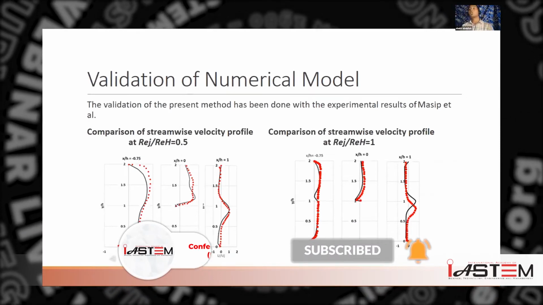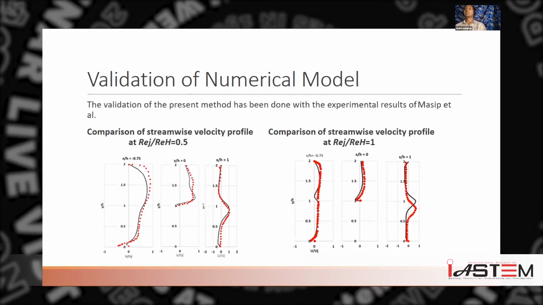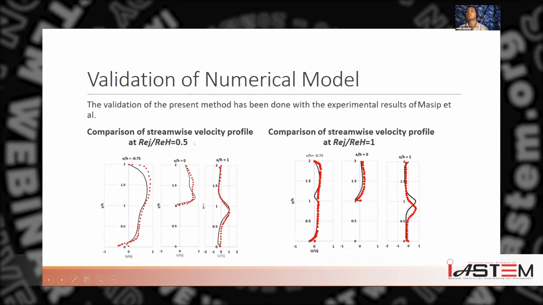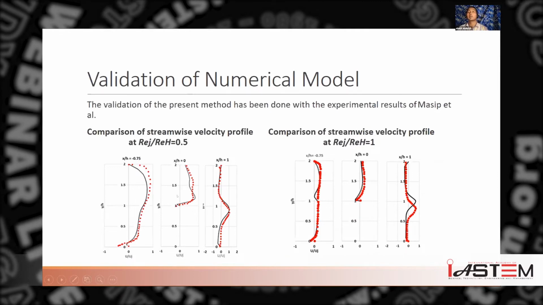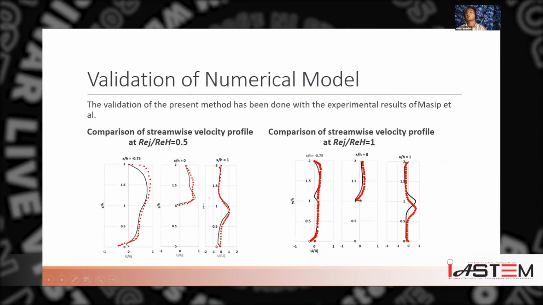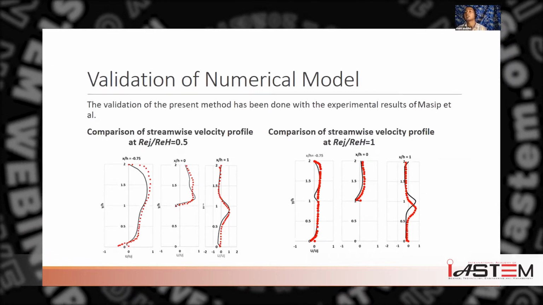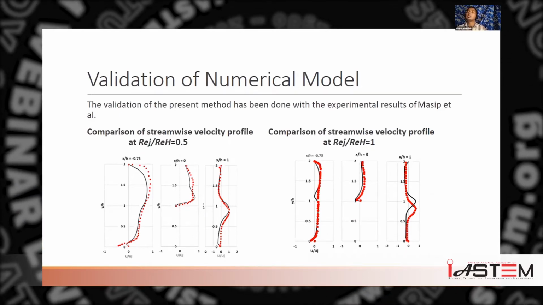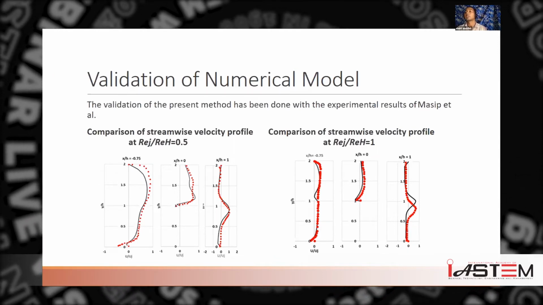Now we would like to validate our numerical model using the experimental result of Masip et al. As we can see, two comparisons have been made at two different Reynolds number ratios, and a good comparison can be seen between the experimental result and our numerical study. There are some differences, which are due to experimental error and the limitation of the turbulence flow model.